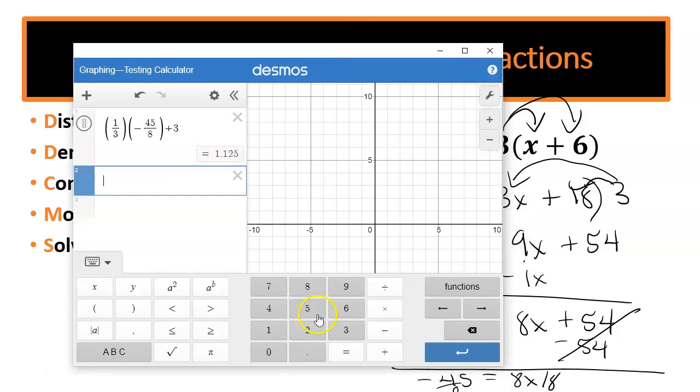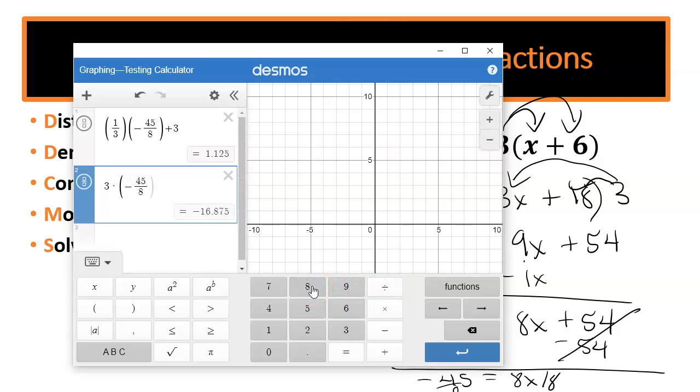All right, so now I'm going to go down one. So I've got 3, and then times x, which again was negative 45 over 8, and it's plus 6. So I've got to get all that in parentheses together. And if you notice, it's the same answer, 1.125 and 1.125. So I can see that I do have the correct answer here.